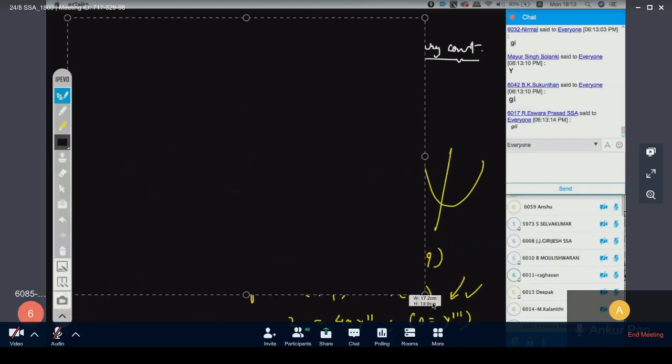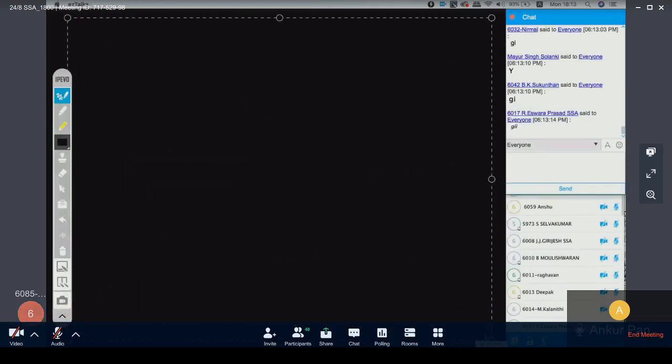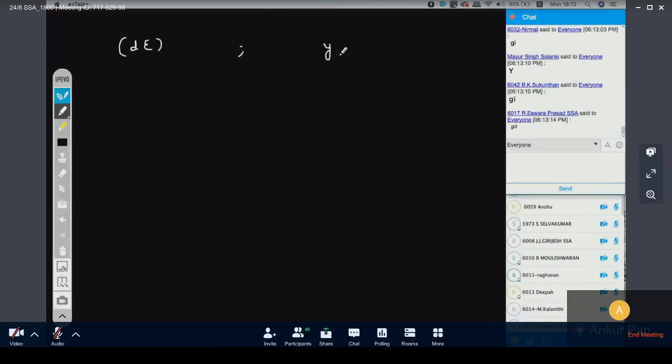Similar question. Now they are giving you an equation. The differential equation of the family of curves y is equal to e to the power cx. Quickly. y is equal to e to the power cx.